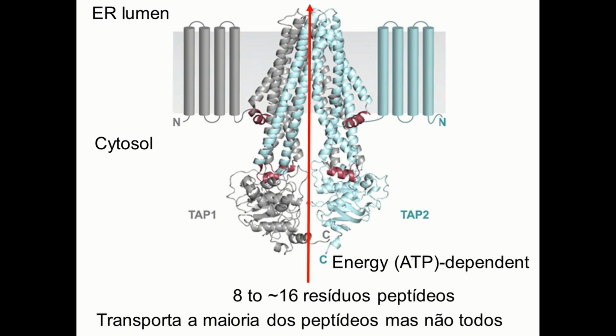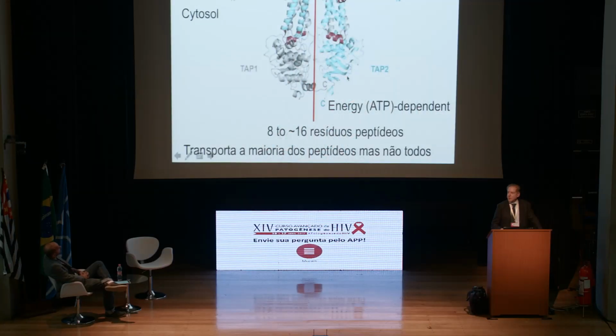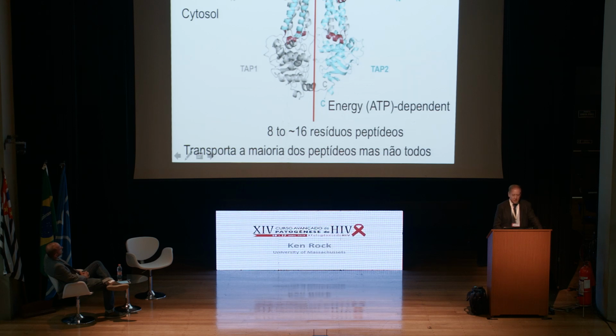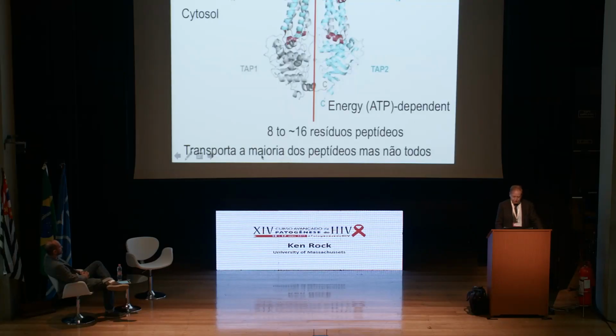And this is an energy-dependent transporter, so it needs to use ATP to get peptides across the membrane. It can transport peptides that are about 16 to 18 residues in length. The efficiency drops off very much after that. And it can transport a majority of the peptides that are made, but not all. So it's important for it to transport as many as possible because this allows the immune system to survey what a cell has made. But there's some limitations, and that makes some holes in what we can see.